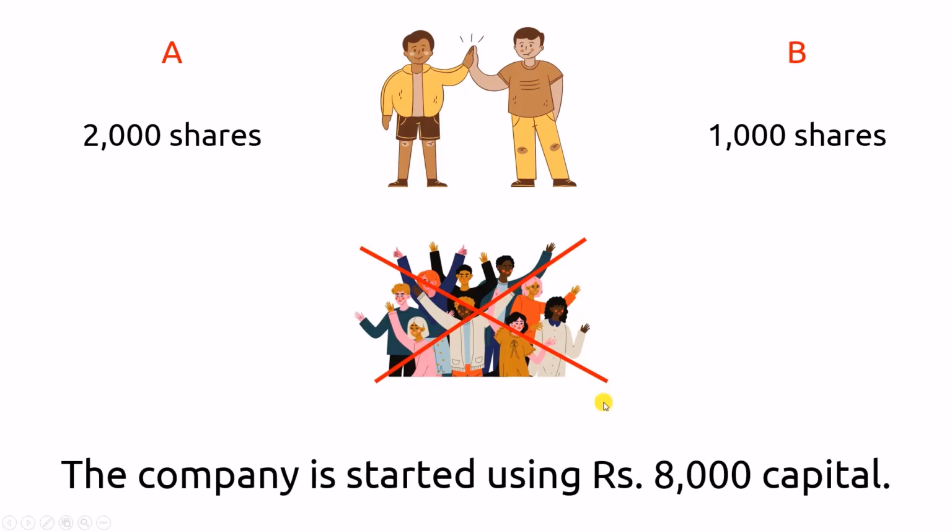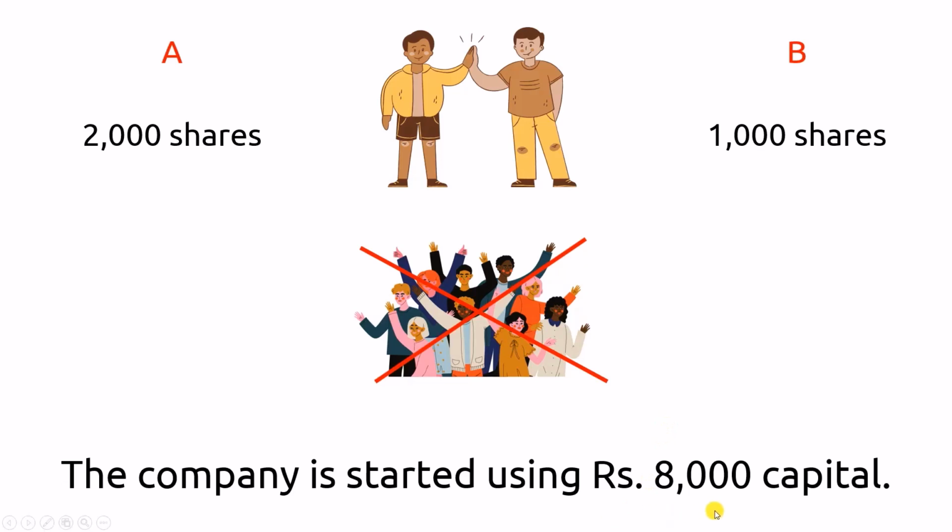Alright. So now the company is started using 8,000 rupees capital. They needed 10,000 rupees. They get 8,000 and they decide to start using 8,000 only. Maybe less machinery, less workforce or less production. Okay, so they start using 8,000 instead of the 10,000 and there are no shares to the public. Okay, so this is the second case.